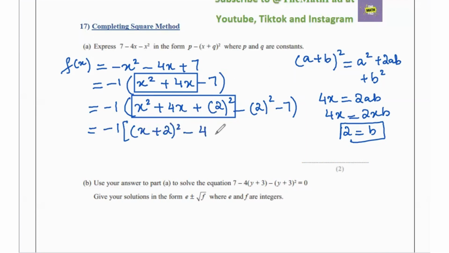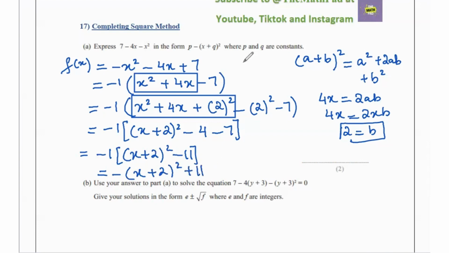Minus 2 square is minus 4 and minus 7 will be outside now. So minus 1 bracket (x + 2) whole square minus 11. Now we multiply this negative sign. So it's going to be negative (x + 2) squared plus 11. This is your answer in complete square form, where P is 11 and Q is 2.